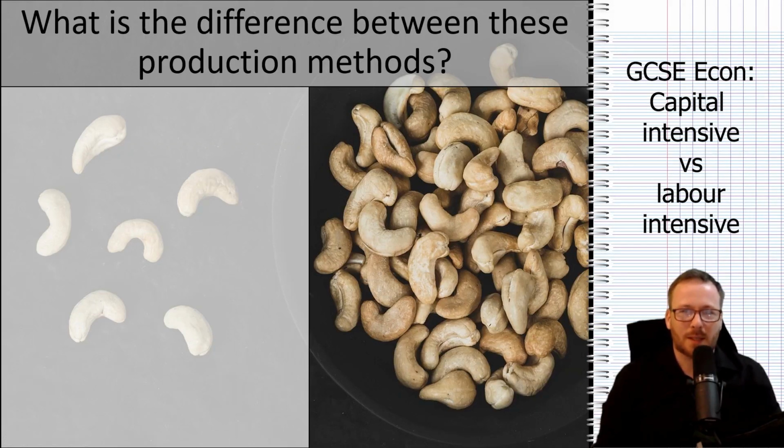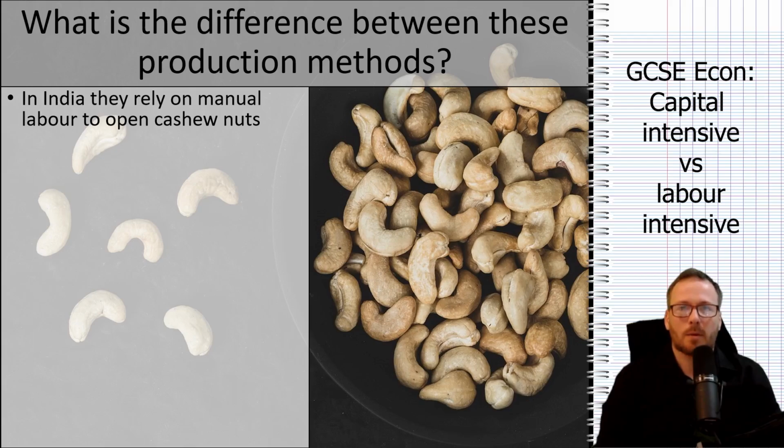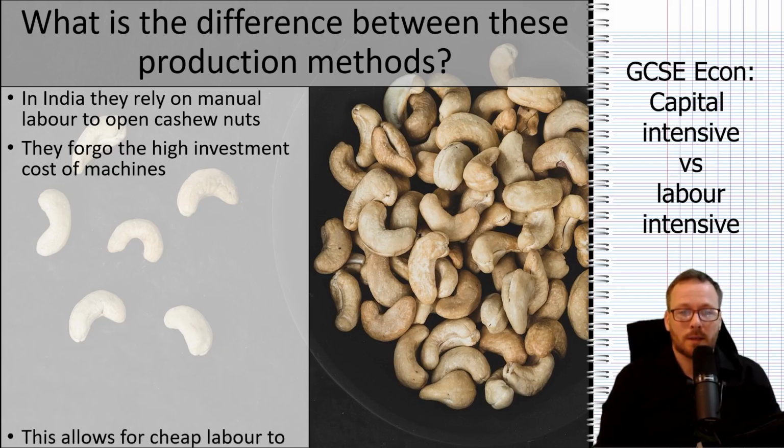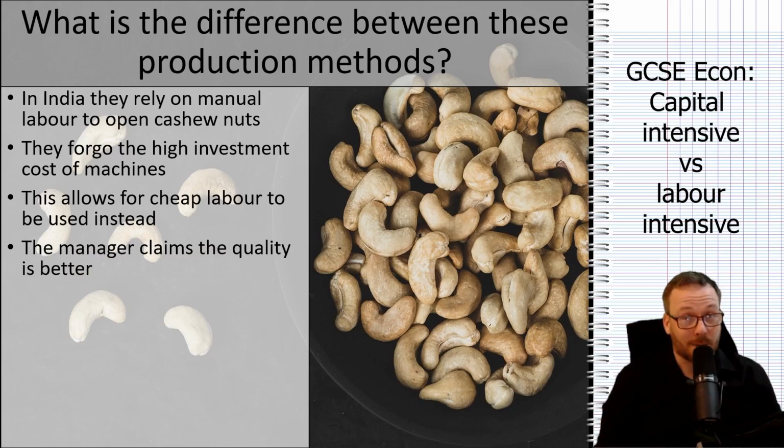Okay, so the biggest difference between these production methods then, what do you think? India is still relying on manual labor to open these nuts. They don't invest in the new machinery or upgrade, so they're just using cheap labor because it still is really cheap in general over there. GDP per head is much lower than GDP in other countries. The manager claims that the quality is better. What do you guys think?